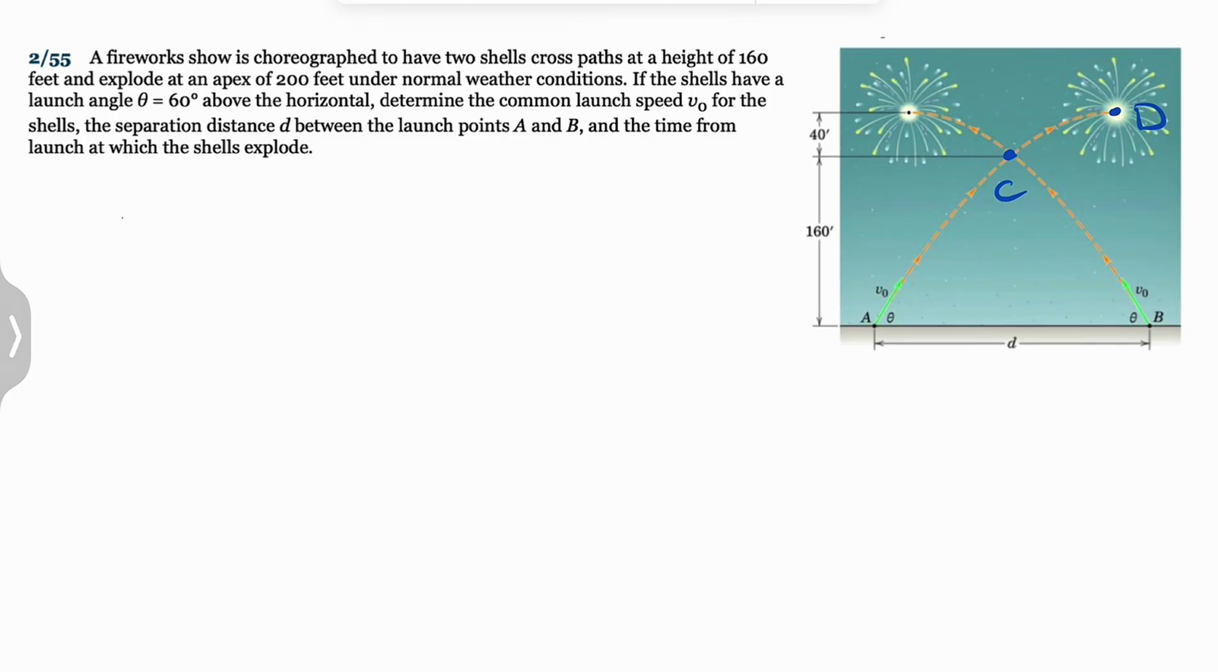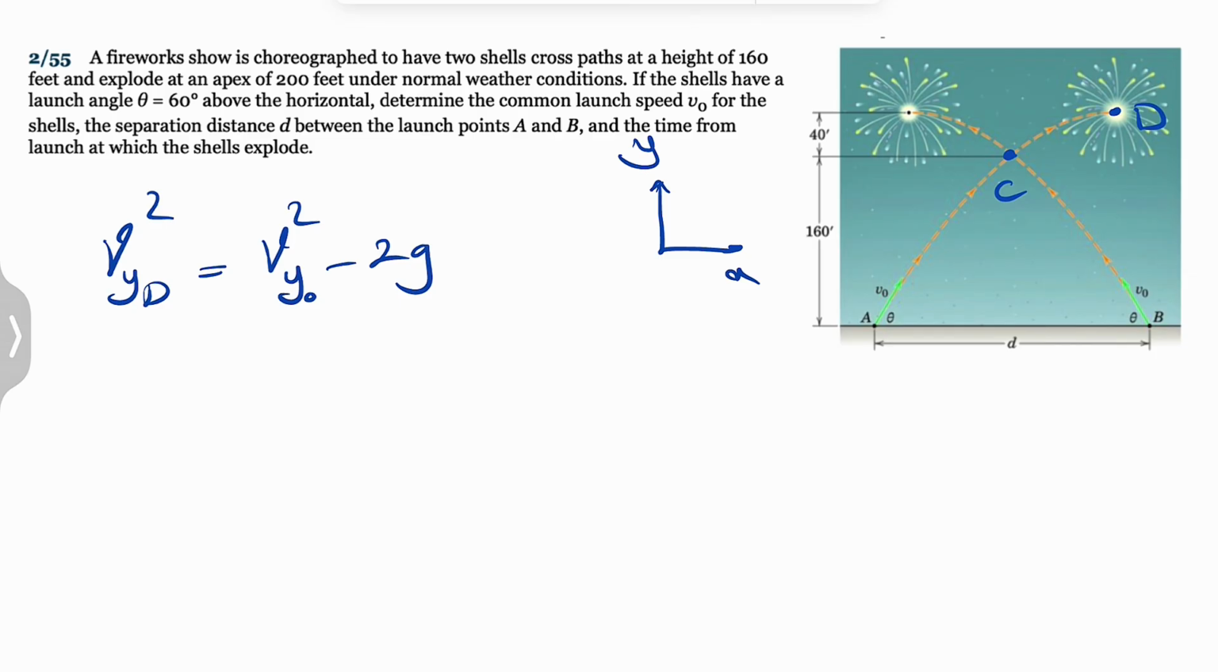First of all, we don't know the initial velocity. Let's figure that out based on the givens in the y direction. The velocity of a shell at point D is going to be v squared minus 2g times the difference of the y, delta y. Let's put our x and y origin at point A. So the y in here is 200 feet, 160 plus 40 feet. Because we have the dimensions in feet, our g would be 32.2 feet per second squared. The velocity at point D, which is the apex, is going to be 0.